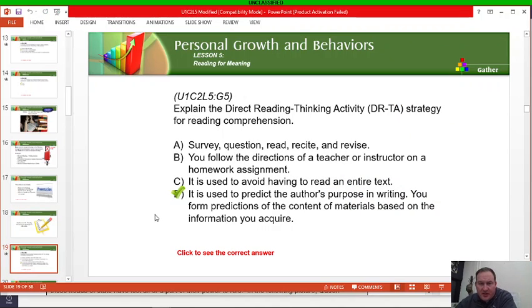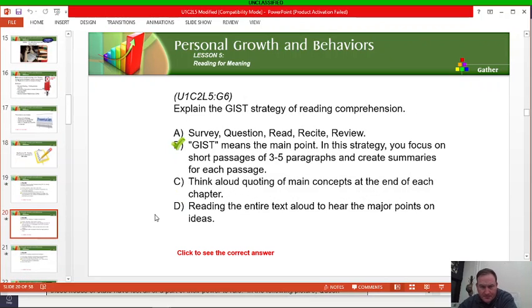So here's the question. Explain the directed reading thinking activity strategy for reading comprehension. Here it is used to predict the author's purpose in writing. You form predictions of the content of materials based on the information you acquire. Again, reading this for you, I don't like doing that, but for right now, I think it's the best way to reinforce it, to both see it and hear it in your case. And then, again, it ties to our previous activity.